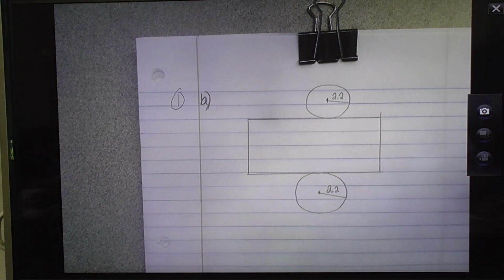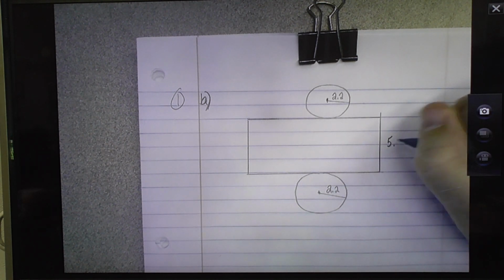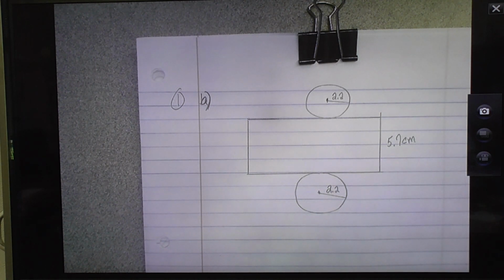And then I know that my height, which is the width of my rectangle, right? So right here is my height. That was 5.7 centimeters. Is everybody with me so far? Good? Okay. So that takes care of part B.